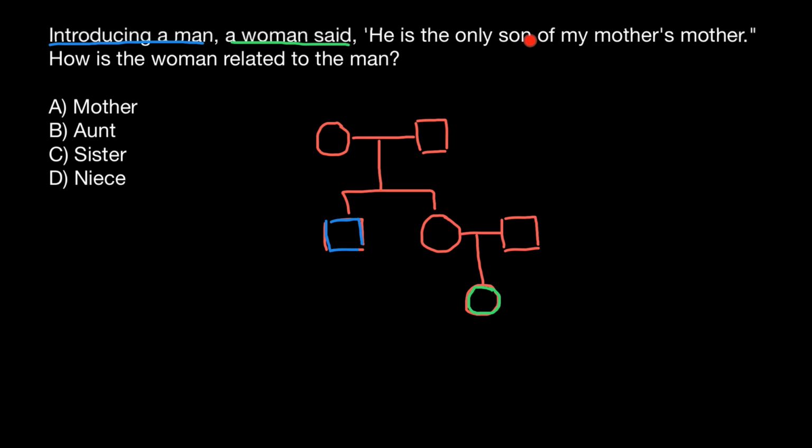So he is the only son of my mother's mother. My mother's mother is going to be a grandmother. So this woman talks about the brother of her mother, and she's talking about her uncle. But the question is, how is the woman related to the man? So we have to give a relationship of this woman to this man. So she's going to be his niece. And this is answer D.